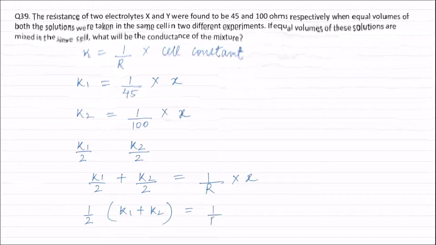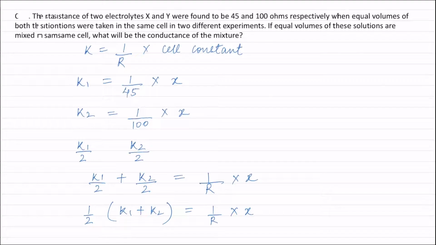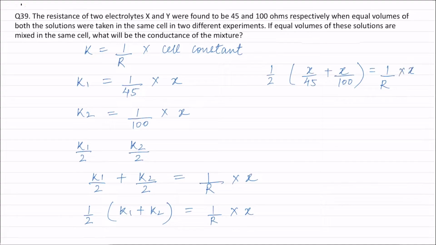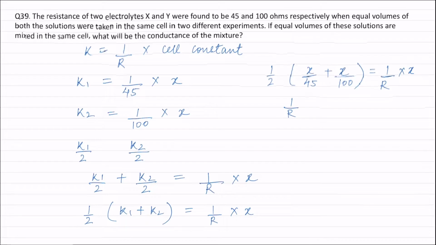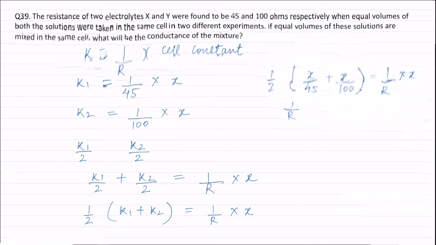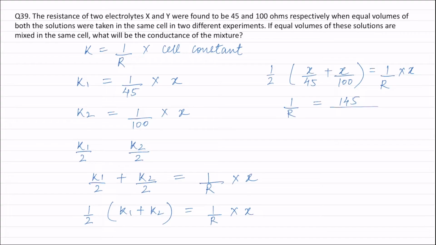Now putting the values of K1 and K2, we get the equation 1 by 2 (X by 45 plus X by 100) is equal to 1 by R into X. Solving this equation, 1 by R, that is conductance of the mixture, is equal to 145 divided by 9000, and this is equal to 0.016 per ohm.